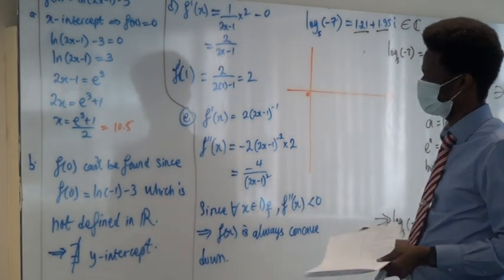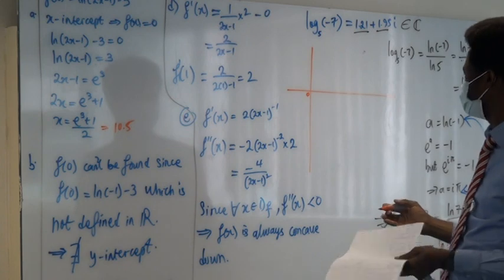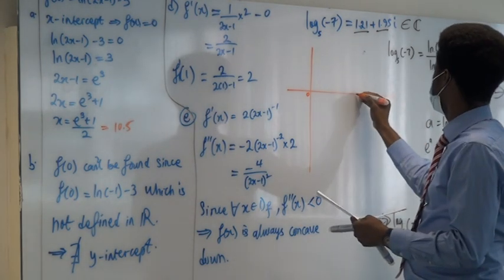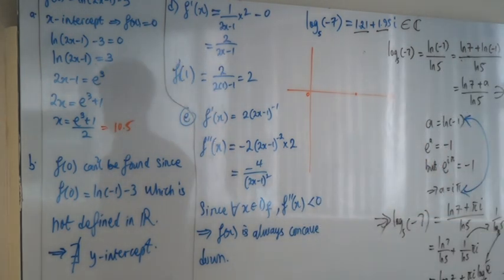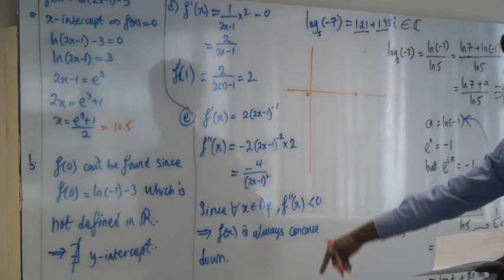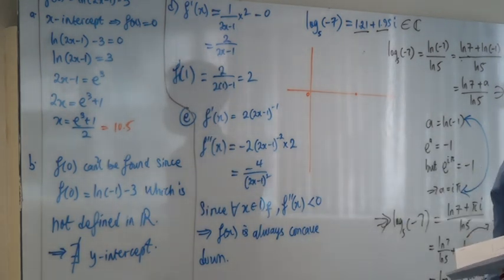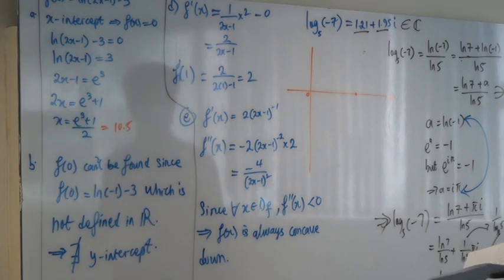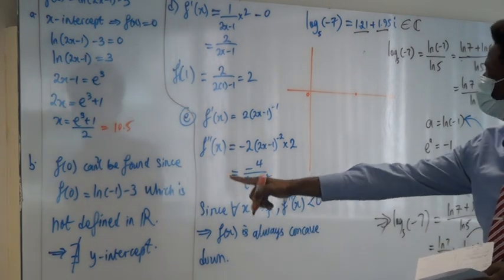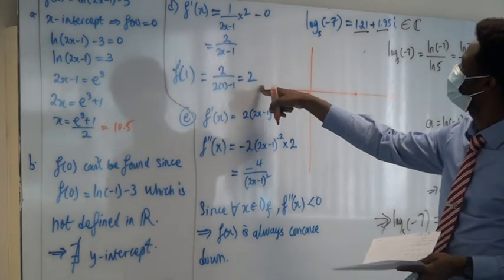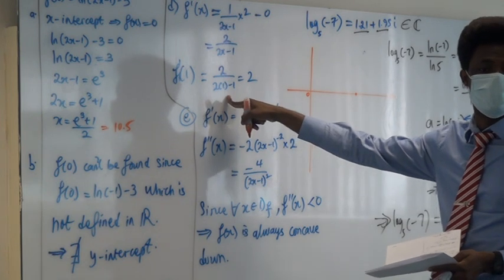is 0. So the x-intercept is when x is 10.5. So it's going to cut here. There's no y-intercept, so it's not going to cut here at all. Okay? Then what else do we know? At x is equal to 1, we have a positive gradient.